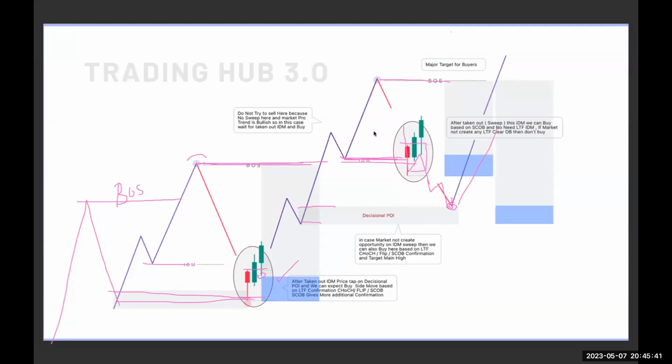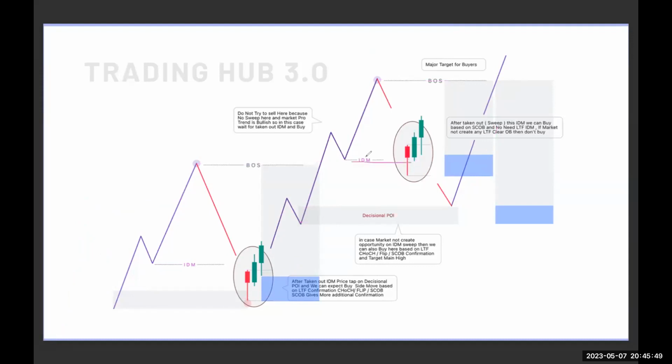Okay. And next scenario, market takes out the inducement, but there is no order block mitigated here. It just sweeps this liquidity. That's why we can buy here, taken out the inducement and mitigate here and continue going higher high. If this setup fails, then you can also buy here on your extreme order block and continue going higher high. So these are the possible scenarios for you for buy.